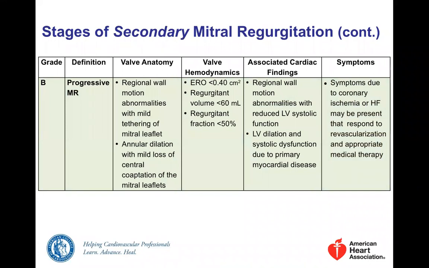Stage B, by definition, is progressive mitral regurg. Valve anatomy will be regional wall motion abnormalities with mild tethering of mitral leaflet. There would be annular dilatation with mild loss of central coaptation of the mitral leaflet. Valve hemodynamics: the effective regurgitant orifice will be less than 0.4. Regurgitant volume will be less than 60 ml. Regurgitant fraction will be less than 50%.